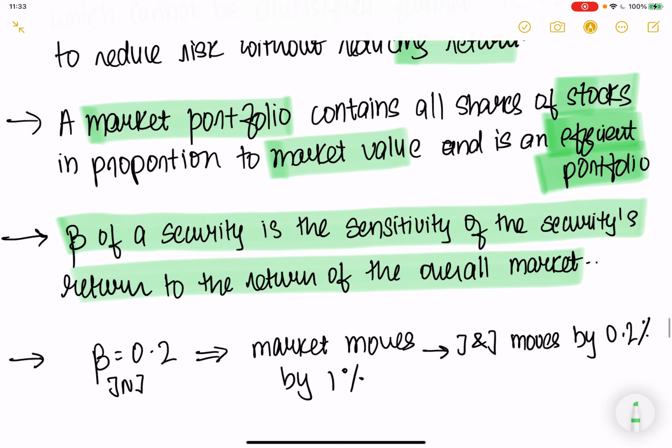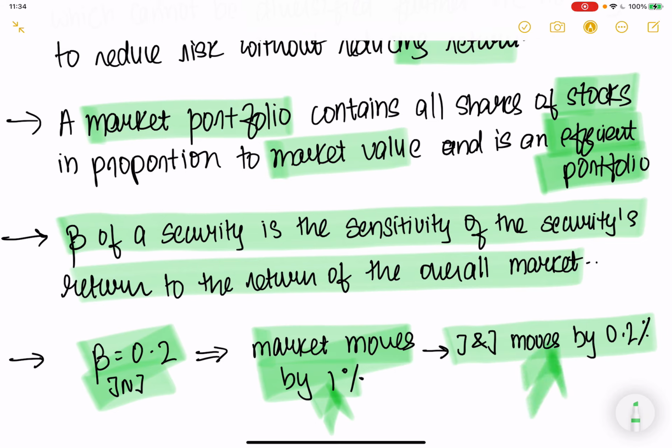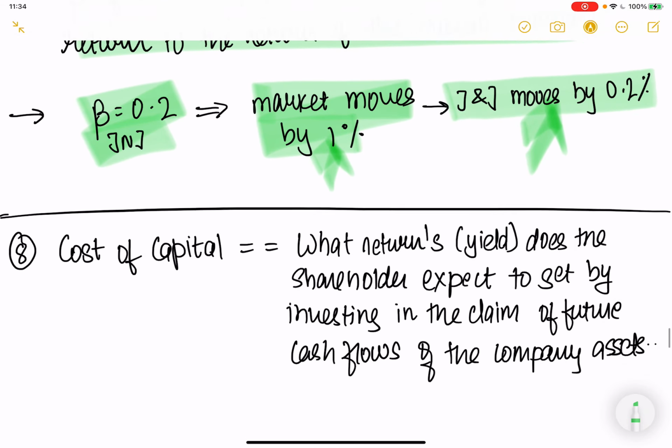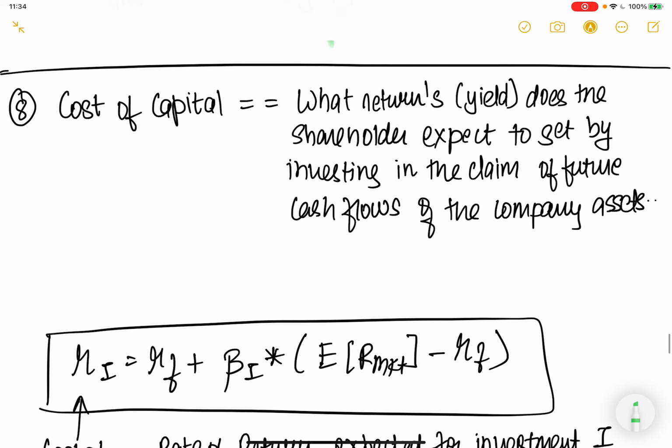So for example, if the market moves by 1%, and if the beta of Johnson & Johnson is 0.2, that means that Johnson & Johnson will move by 0.2% because of the systemic risk. So if the market has a systemic risk of 1% movement, then Johnson & Johnson only has 0.2. So it's better. Lower beta is better, right? So how do we use beta to calculate cost of capital?